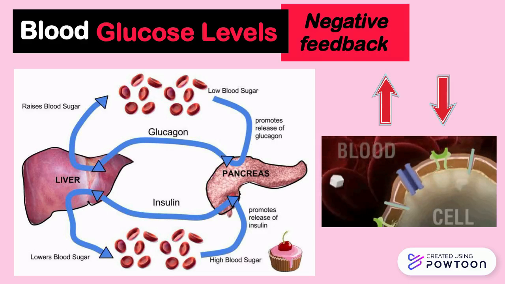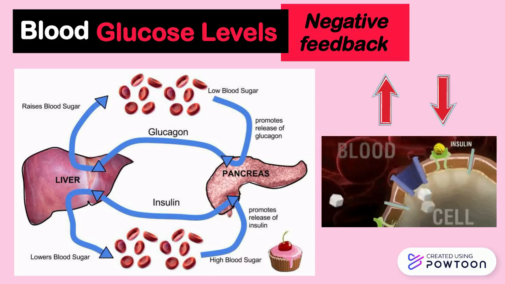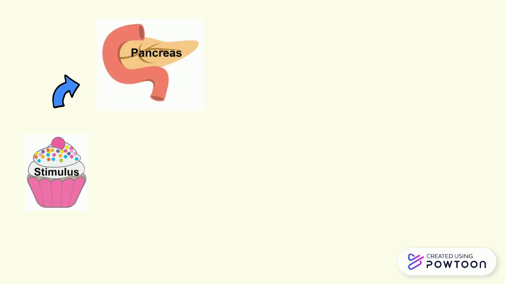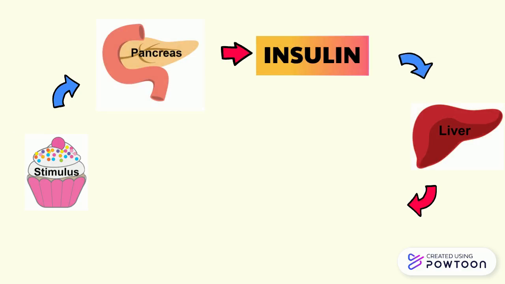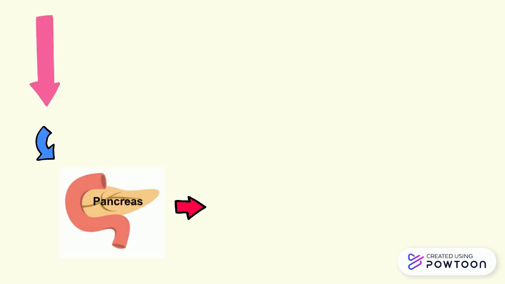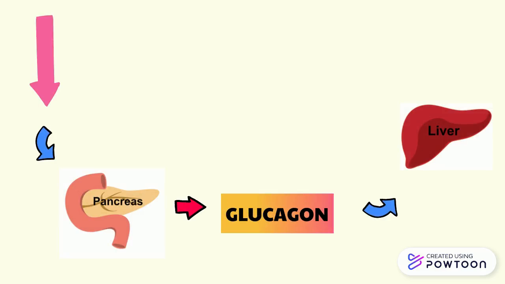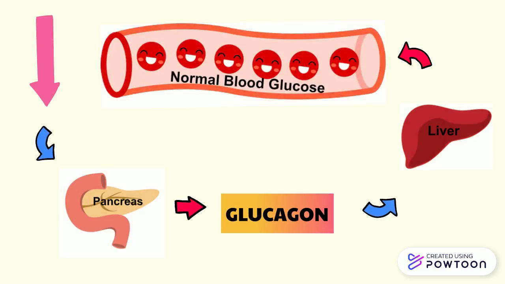The regulation of blood glucose levels is an example of negative feedback. When blood glucose level rises, beta cells in the pancreas release insulin into the blood. Liver takes up glucose and stores it as glycogen, causing blood glucose levels to decrease to normal levels. When blood glucose level drops, alpha cells in the pancreas release glucagon. Liver breaks down glycogen and releases glucose, causing blood glucose levels to increase to normal levels.